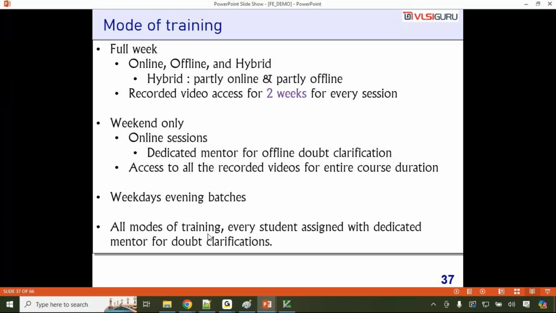In all modes of training, a student is assigned a dedicated mentor for doubt clarification. The first thing we do is create a dedicated WhatsApp group for each student. Let's say there are 30 students in a batch. For each student, there will be a dedicated group where you can post your support request. It can be technical, it can be non-technical. If it is technical, our trainer will connect with you and help clarify your doubts. If it is non-technical, our support team, admin team will support you with that.